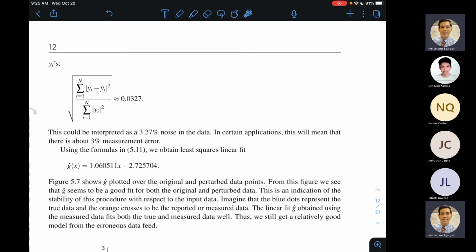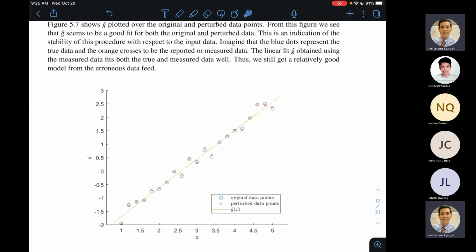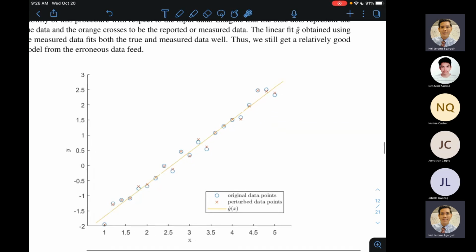So if I will do the same thing, computing for M and B, but instead of using the y's, I'm going to use the y tildes. Ito yung makukuha kong least squares fit. Okay. Tapos i-plot natin si G together with the original and the perturbed data. And you will see here si G tilde, si G ay yung yellow line here. Makita nyo, it sort of still visually captures the trend of both the original and the perturbed data.